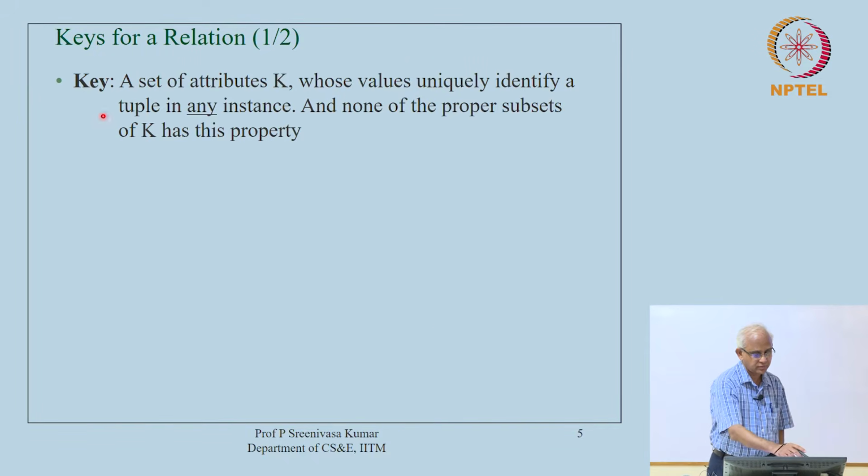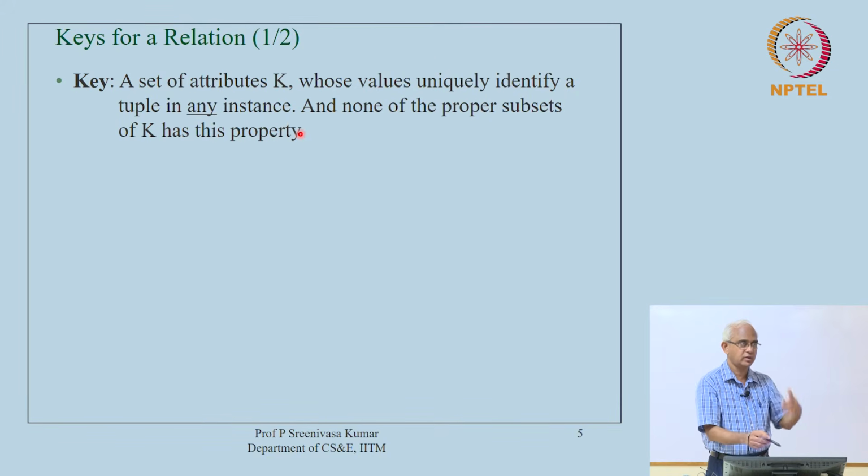A key is defined like this: a set of attributes K whose values uniquely identify a tuple in any instance. In any instance, that is important. Any instance of that relation is what is called a key, and none of the proper subsets of this K have this property. So, it is in some sense the minimal set of attributes that have this interesting property that their values will uniquely identify a tuple in the set of tuples.